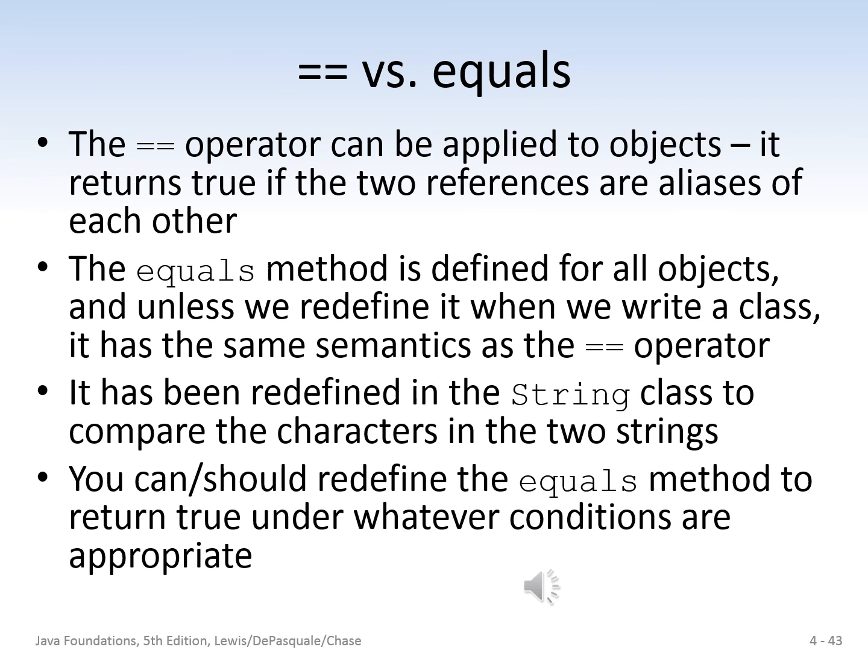The equality, or as it's called in C++, the equivalence operator, two equal signs, can be applied to objects. It returns true if the two references are aliases of each other. In other words, the object reference variables are aliases of the same object. The equals method is defined for all objects, and unless we redefine it when we write a class, it has the same semantics as the equality or equivalence operator.